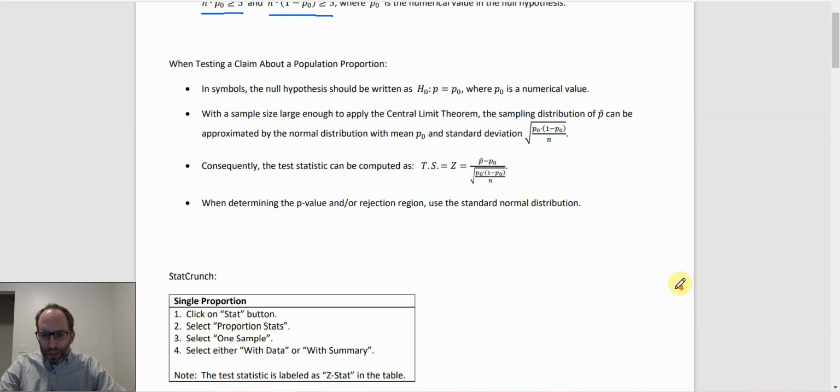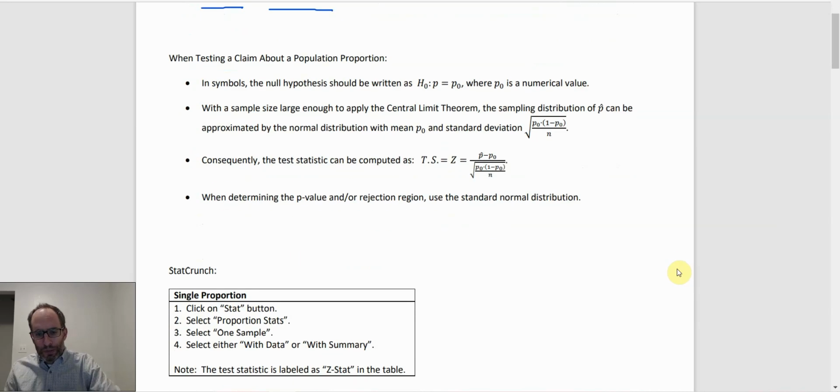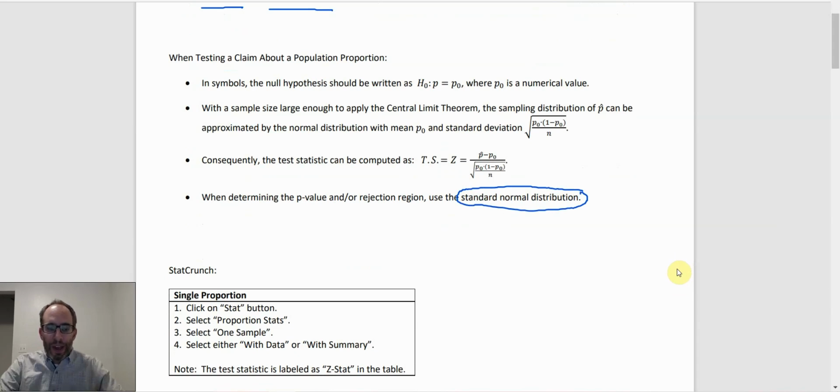So what we're going to use to figure out the p-value or the rejection region would be the standard normal distribution. That's the way we were doing it in 8.1. That's the way we're going to do it now. So everything with a proportion, standard normal. Confidence interval, use the standard normal. Hypothesis test, use the standard normal.